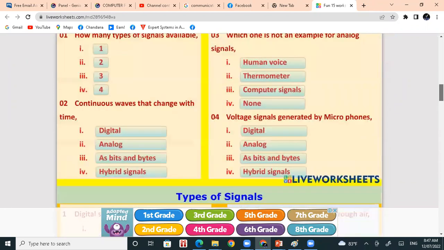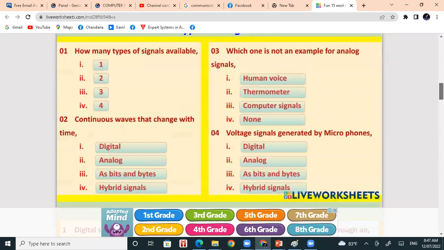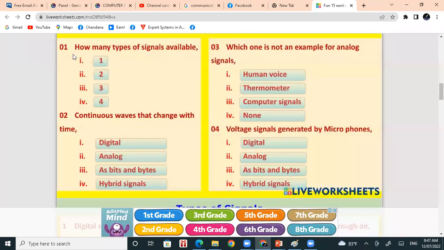Here there are 4 questions. Try to do this slide with me. How many types of signals are available? How many types? 2 types, sir. Continuous wave that changes with time: digital or analog? Analog, sir. Analog signal. Continuous wave means analog.